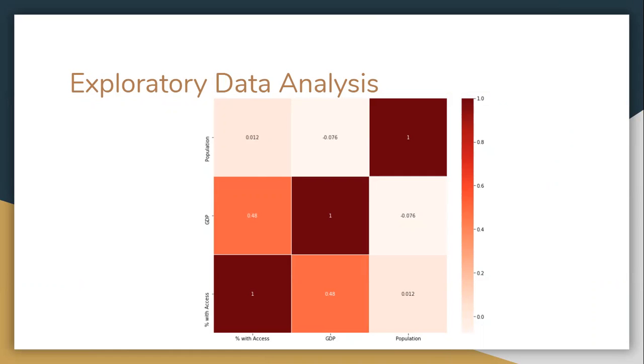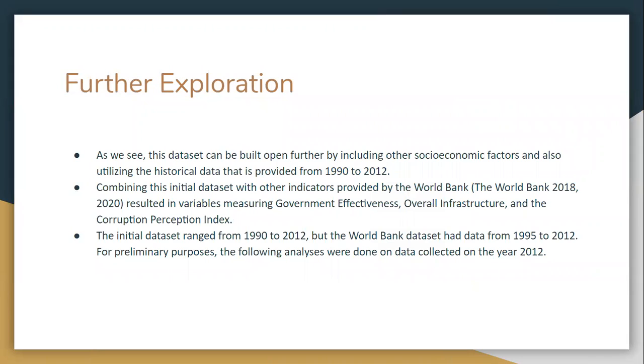That implies that, after removing outliers, maybe we could see a stronger correlation there and see if there's a relationship worth analyzing further. But this also raises an interesting point that other socioeconomic factors could also be influential, like infrastructure, corruption, and effectiveness. That is also brought into this data set by combining those indicators provided by the World Bank, measuring government effectiveness, overall infrastructure, and the corruption perception index.